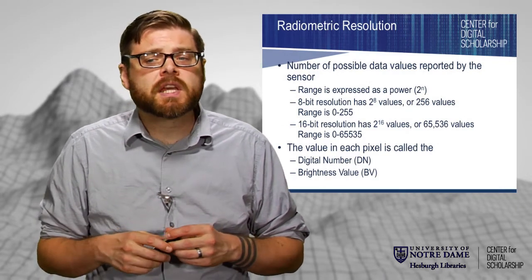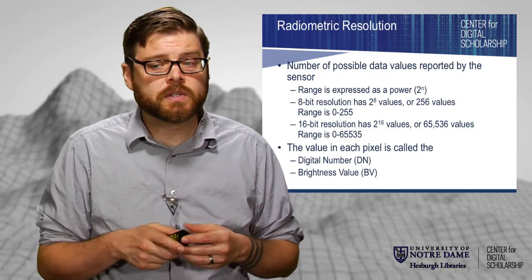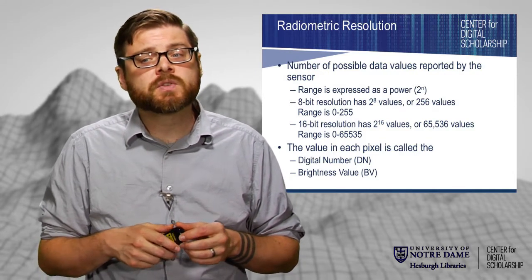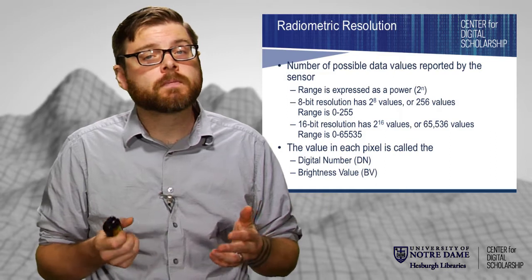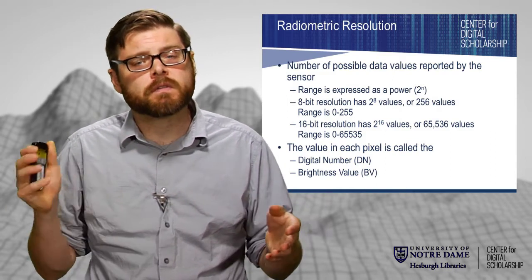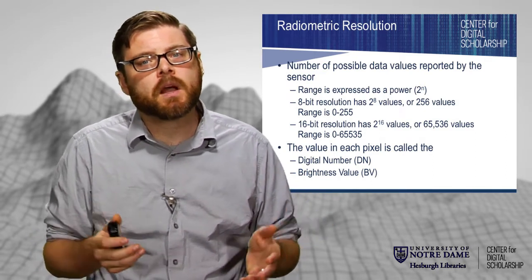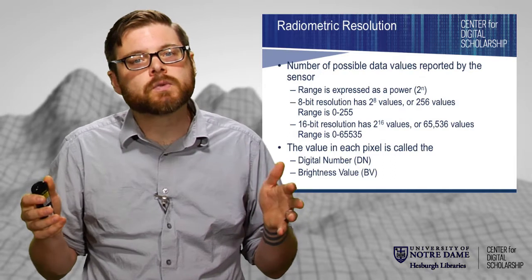Radiometric resolution, in this case, is the number of possible data values reported by the sensor. So when we talked in the earlier modules about 8-bit resolution, where we have 2 to the 8 values, 256 possible values, 0 to 255, that's a measure of the radiometric resolution of a sensor. That means there are 256 possible values that you could have.